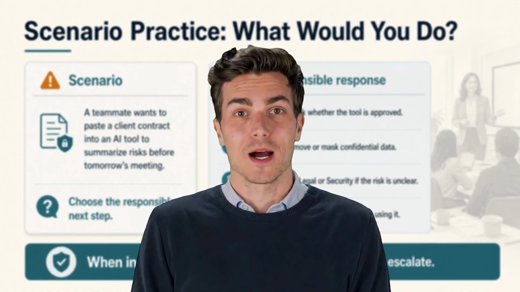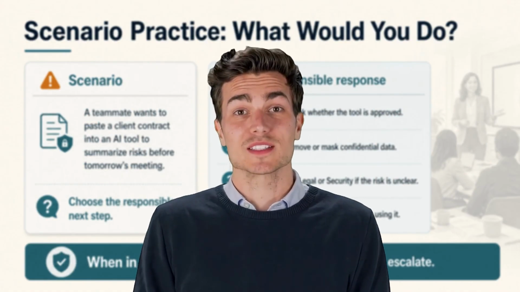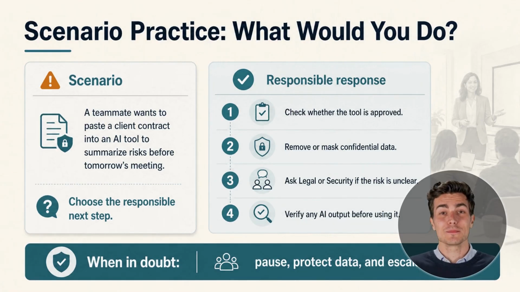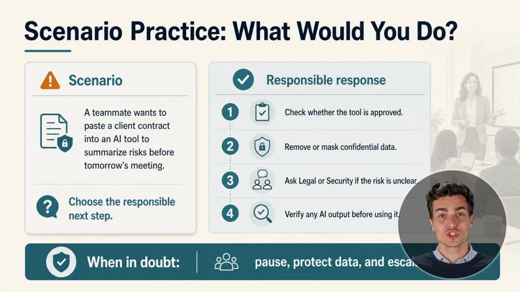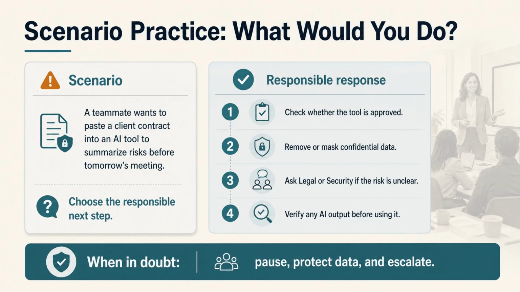With those 4 checks in mind, it is time for some scenario practice to see what you would do. Imagine a teammate wants to paste a client contract into an AI tool to summarize risks before tomorrow's meeting. Let's walk through the responsible response. First, you should check whether the tool is approved for this type of use. Next, you must remove or mask any confidential data before inputting it. If the risk is still unclear, the right move is to ask legal or security for guidance. And finally, you always need to verify any AI output before using it. This brings us to our key takeaway: when in doubt, pause, protect the data, and escalate.